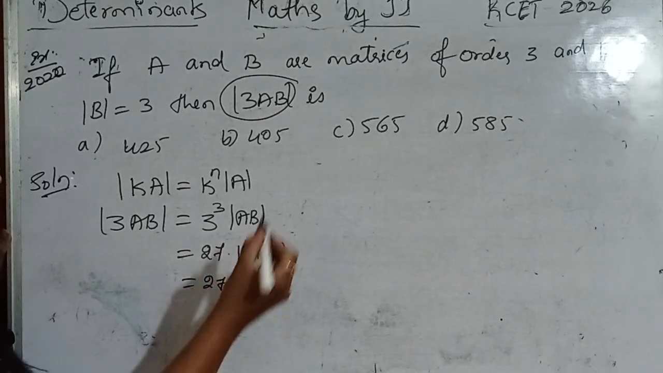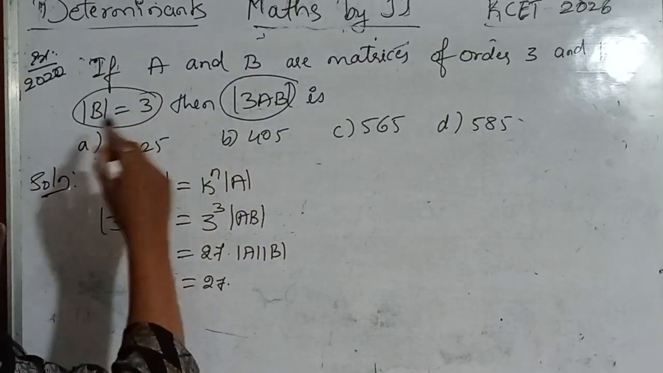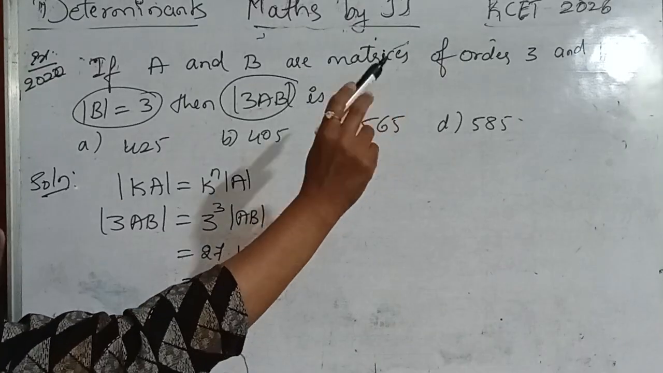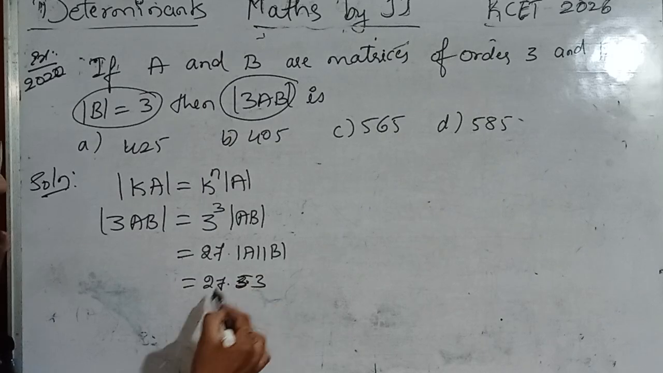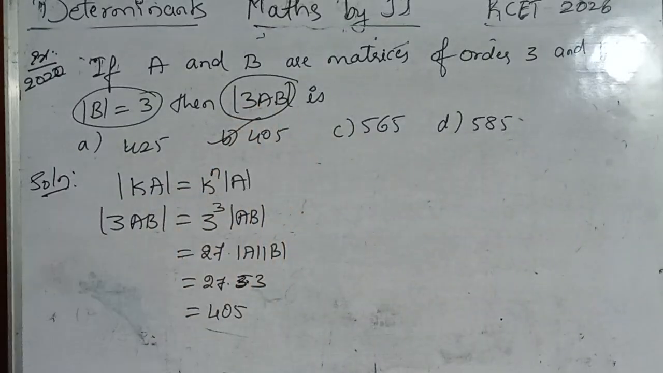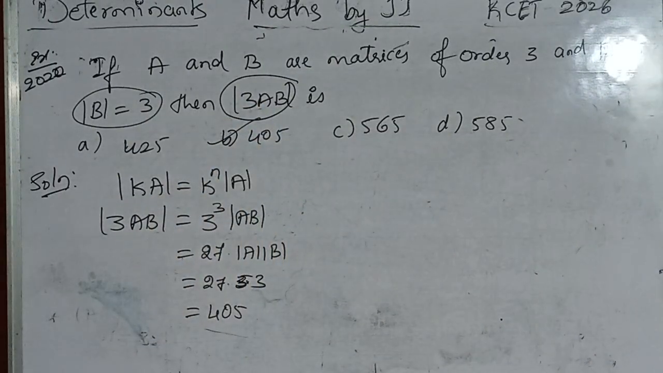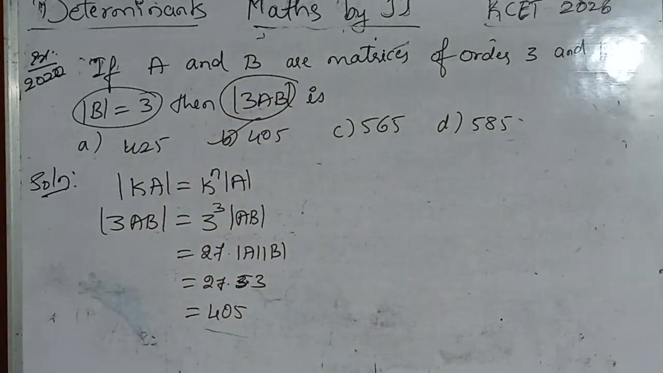27 into, now you already know the value of determinant of B, and also determinant of A you know. So this is 5 into 3. So totally if you calculate, this will become how much, 405. That is option number 5. So it's a very simple question students. The only thing is that you should know the formula for determinant of K into A.